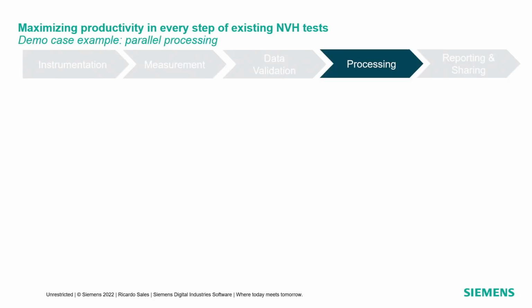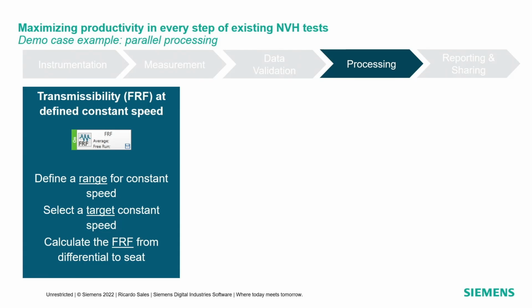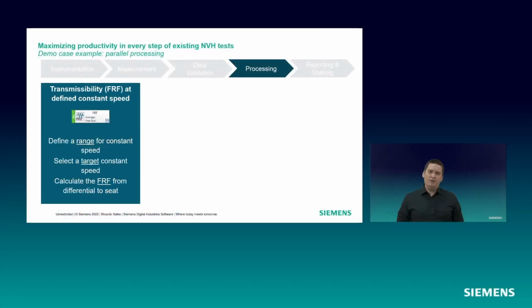To continue with this demo, we use a very advanced processing that we created with Simcenter Testlab Process Designer. It contains three main parts, and it will show how we can do parallel processing in this tool. The first part of this processing is a transmissibility at a defined constant speed. We are calculating the transmissibility between the vibrations in the differential and the car seat, and only segments with a certain speed and where the speed is constant will be considered.